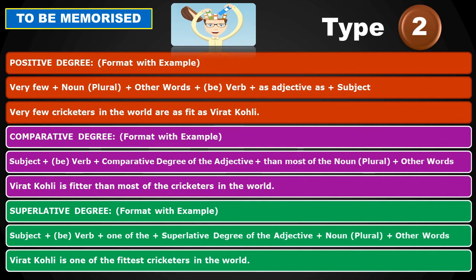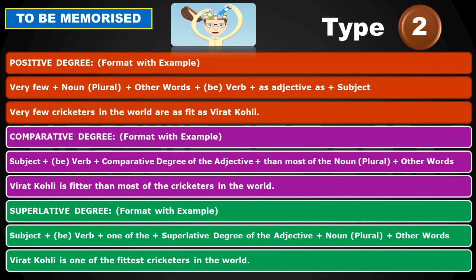Now, what you need to do is memorize both the formats. I mean, the format that we discussed in the previous slide and this format. And one thing you must remember always, do not mix it up. The format of no other is different, the format of very few is different. Do not mix up the formats. So you have to remember this, and if you remember this, changing degrees won't be a problem for you.